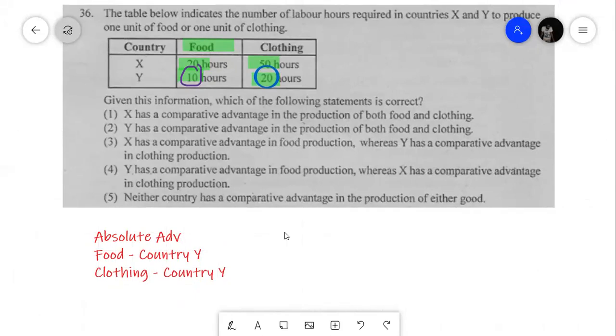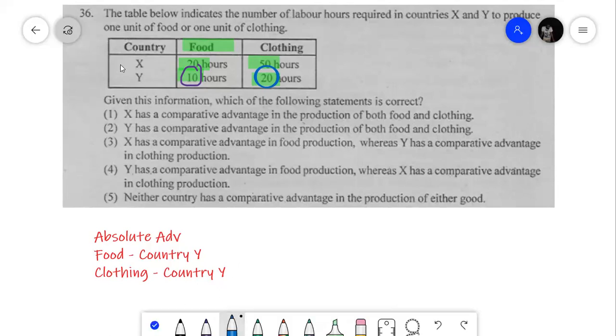Then look at comparative advantage. When you're looking at comparative advantage, for these MCQs you can use a shortcut. Our normal equation is foregone divided by gain. If they have given you input data, you can do the opposite. I'm hoping you all know that. So how are you going to find opportunity cost here? Country X takes 20 hours to produce food, sorry, 50 hours to produce clothing.